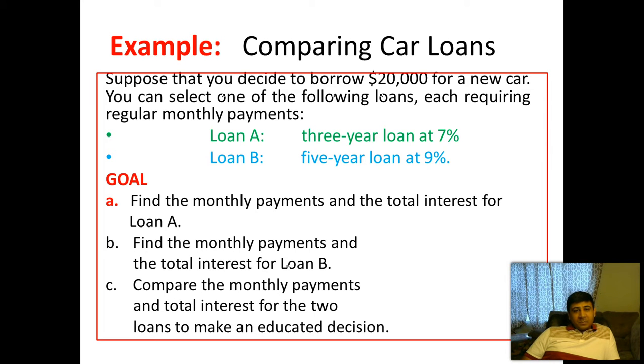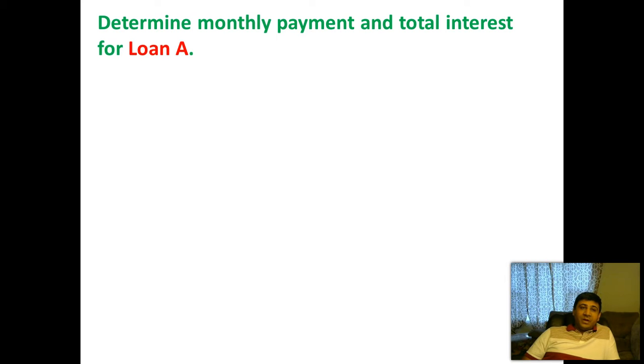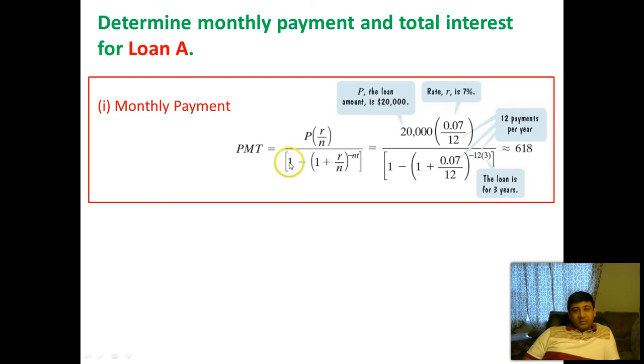Let's start by looking at option A. Suppose we want to determine the monthly payment and total interest for loan A. The monthly payment formula is the one I gave you on the previous slide. P is the principal amount which we plan to borrow, which is $20,000. R is 7%, so it is 0.07. N is 12, the number of times we pay per year. That's monthly, so 12 months in a year, so N is 12 here. And you put R, N, and T in the denominator as well.